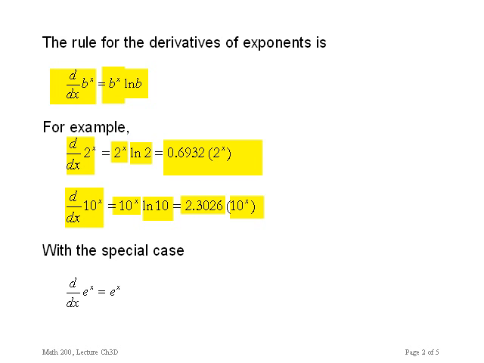Since the natural log of e is 1, we have the special case. The derivative of e to the x equals e to the x. In other words, the exponential to the base e is its own derivative.